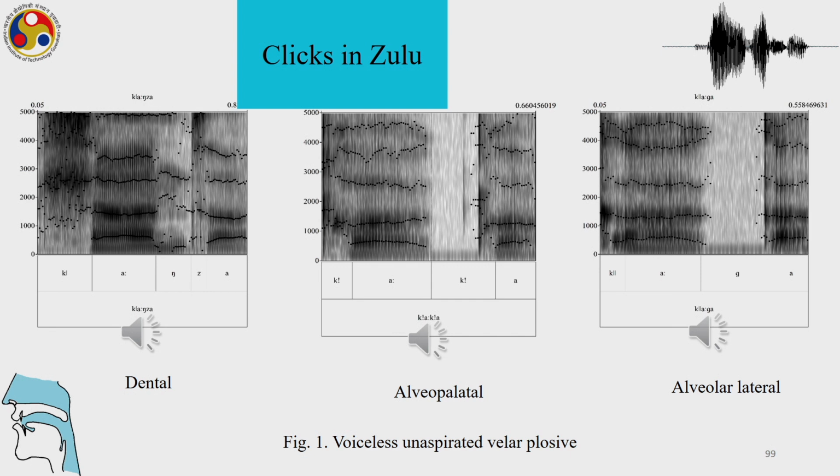So what we can see here in the spectrograms is that in the alveopalatal, which is clear, we can see the two releases in the spectrogram, and we can see that also in the dental region, the two releases, because of the two closures and two releases which are involved in clicks.